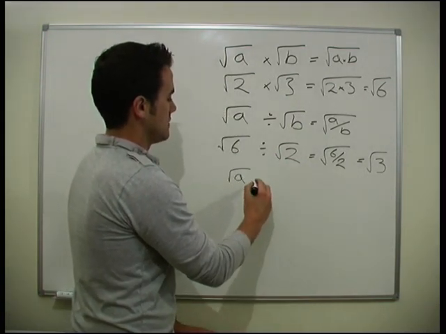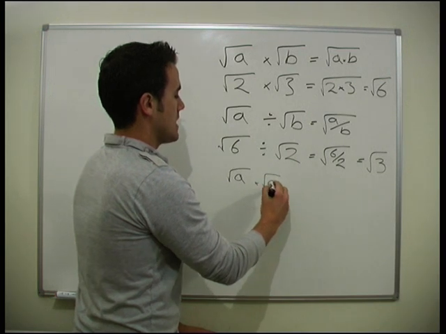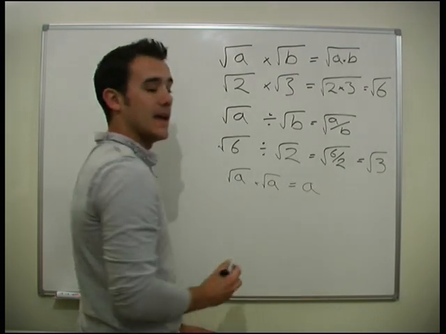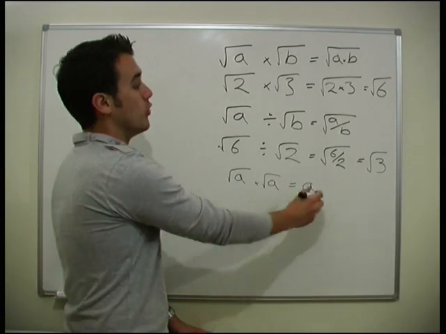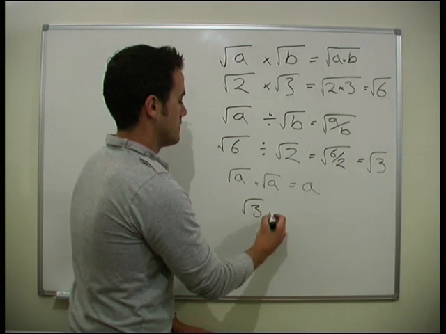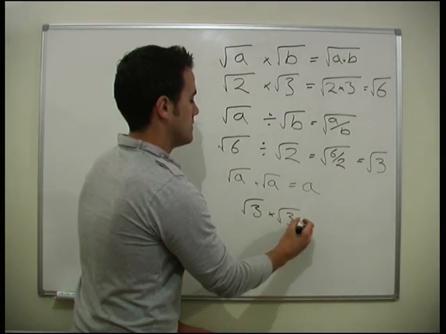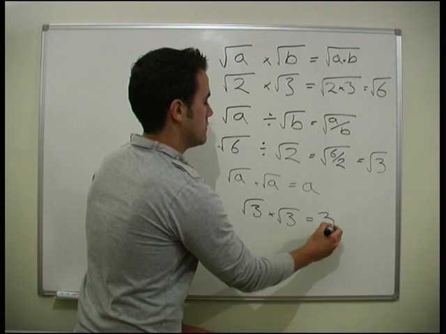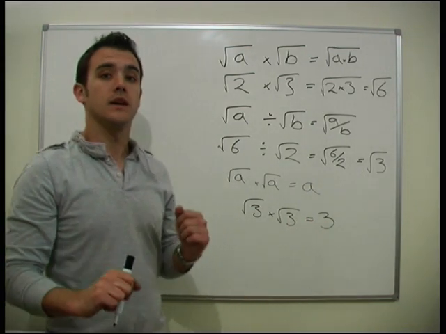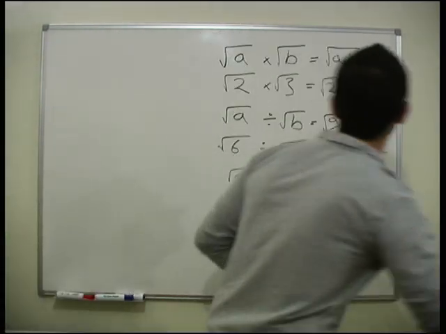Okay? Other thing to remember, anything times itself. So root A times root A will just equal A. Quite an important one to remember, that one. So obviously root 3 times root 3 will just equal 3. Okay, so let's keep those in mind. They're all in your booklet, and we'll do some questions.